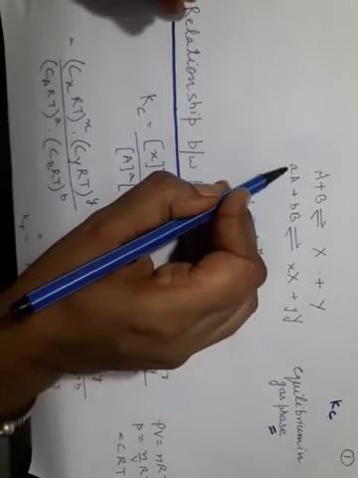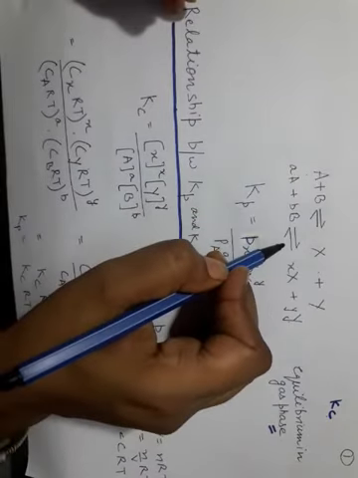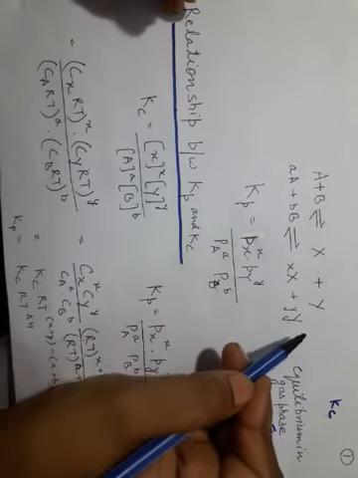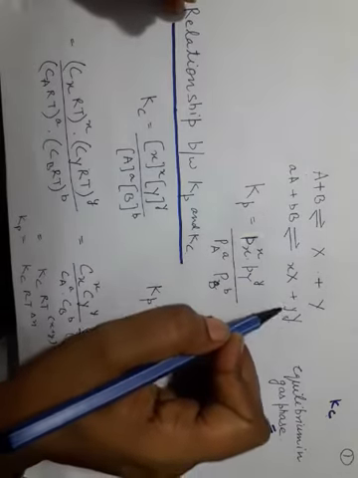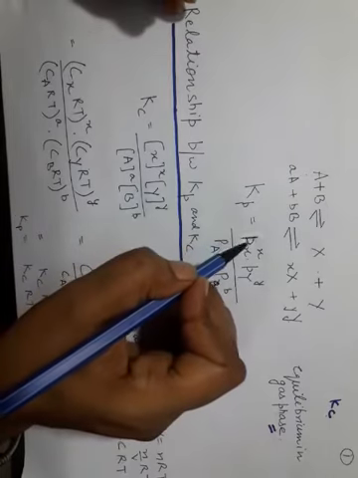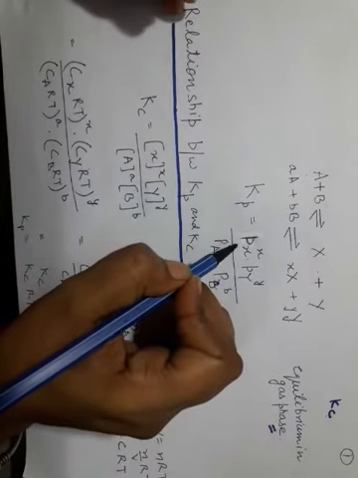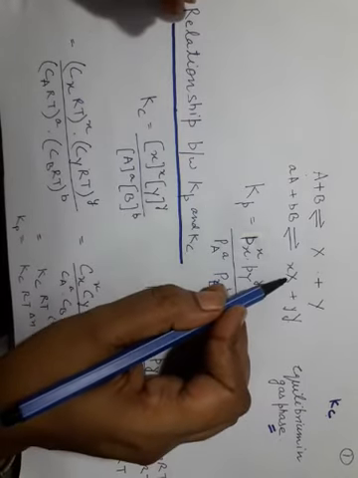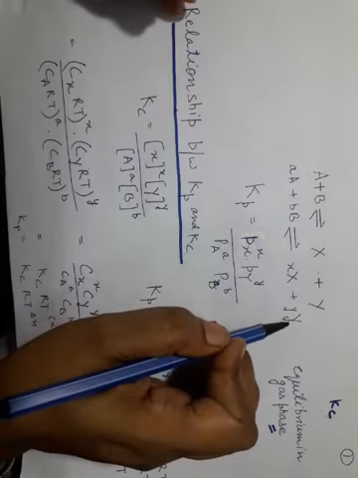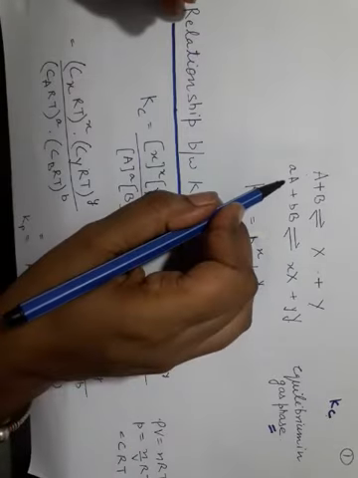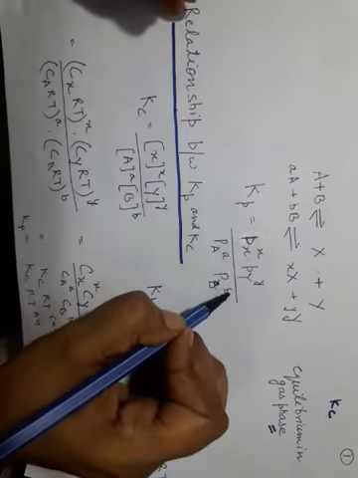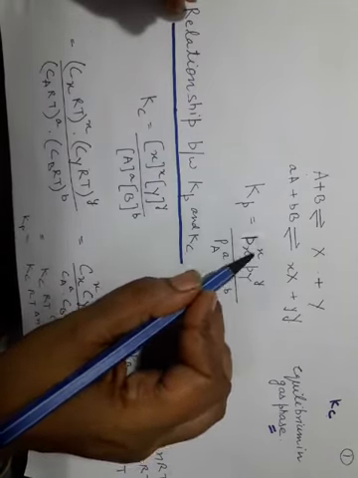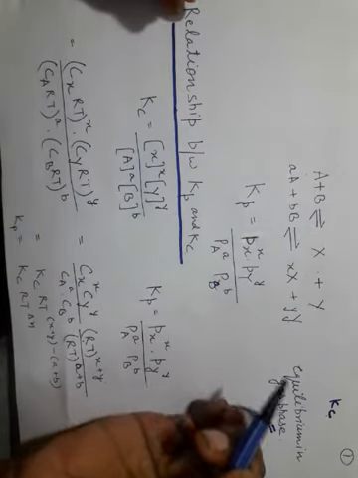See, suppose we have the reaction aA plus bB in equilibrium gives xX plus yY. When we are writing in terms of pressure, the concentration term is taken as partial pressure. So the equilibrium constant is equal to the partial pressure of X into the partial pressure of Y divided by the partial pressure of A and the partial pressure of B. Instead of taking concentration, we are taking partial pressure raised to the power of their stoichiometric coefficients.